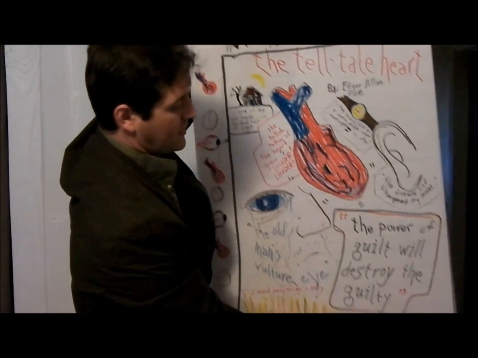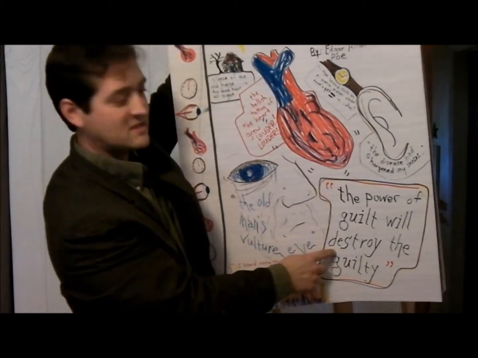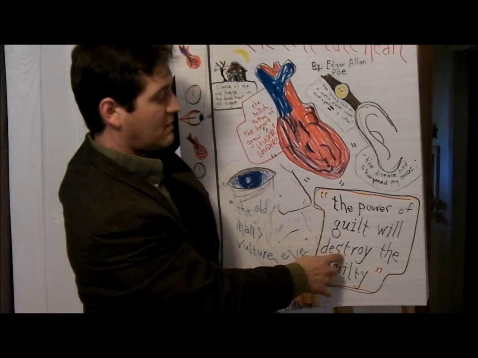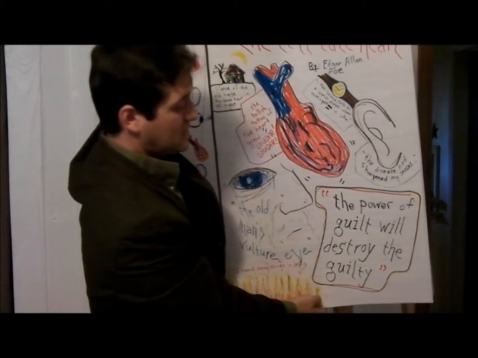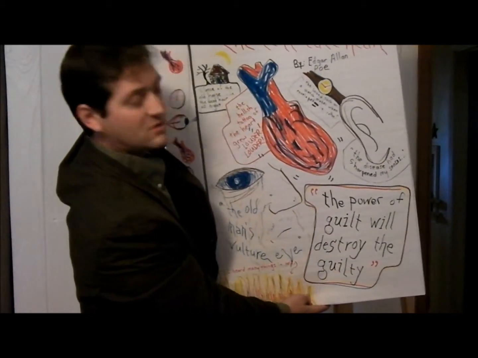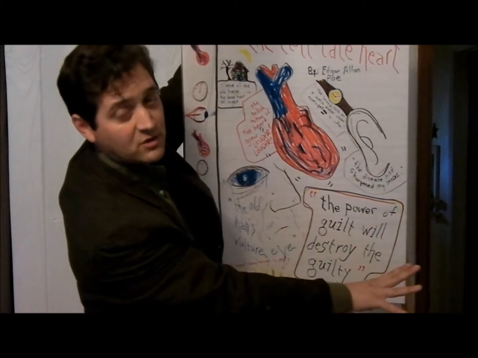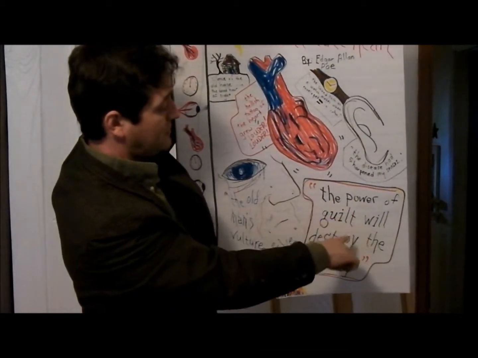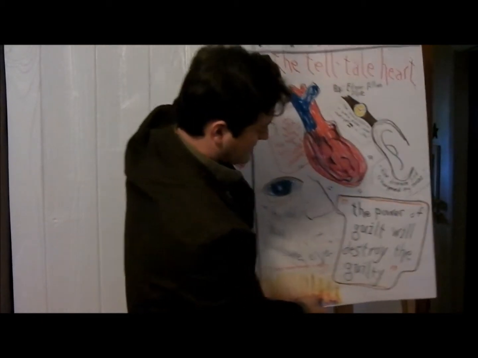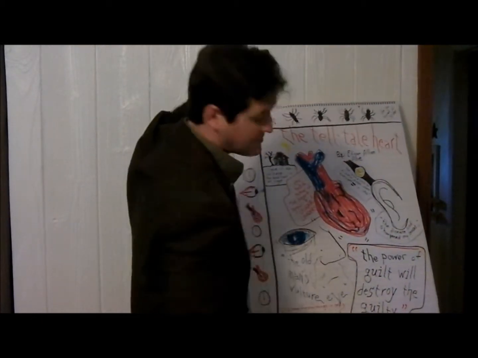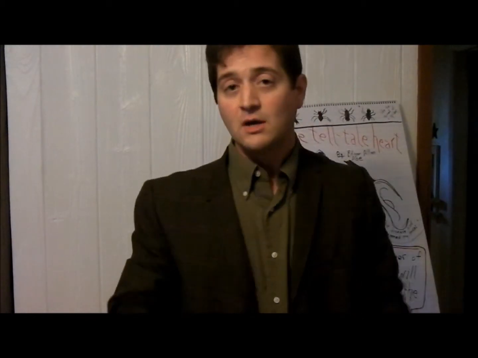But most important is that the student puts some sort of a statement of theme there at the bottom of this. And theme can be a very hard thing for middle schoolers to understand. But this forces them to try to get at it. And the theme I wrote here, and it could be something a little different, this is just an example: the power of guilt will destroy the guilty. And that is my example. So that wraps up the lesson for what they would do with this particular activity.